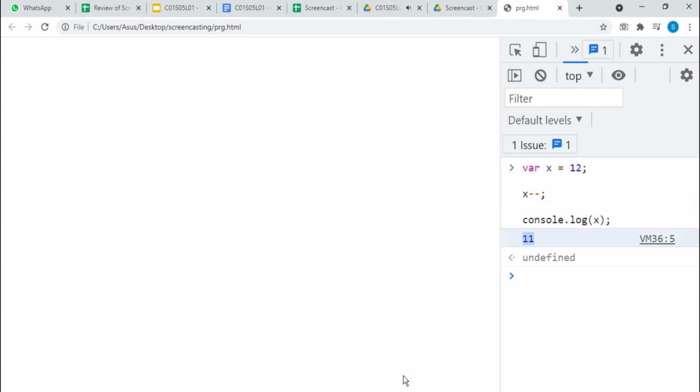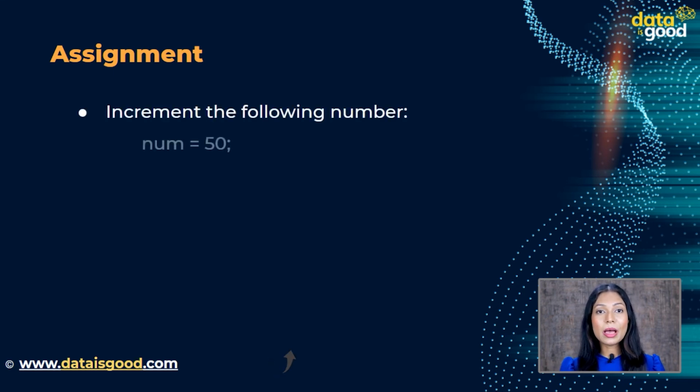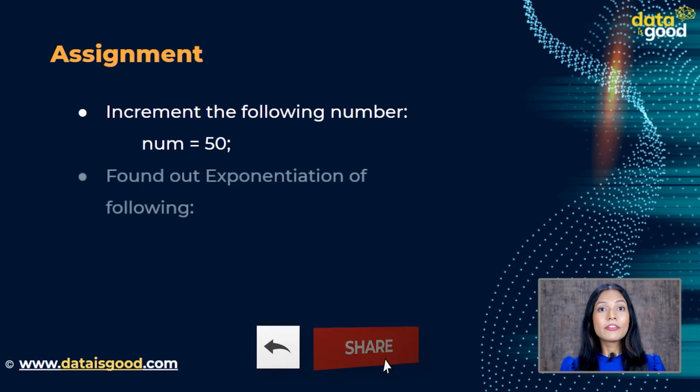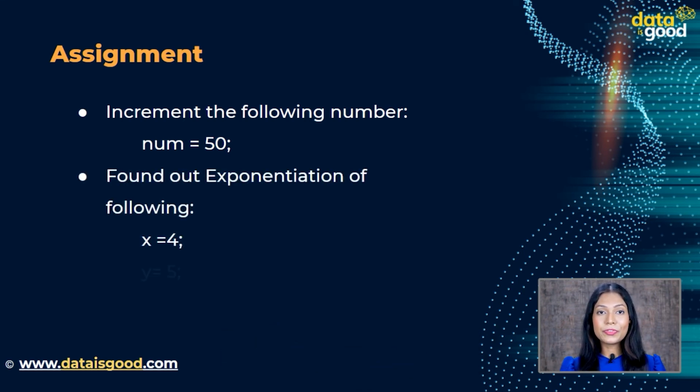These are the arithmetic operators in JavaScript. The arithmetic operators are most basic and easy to understand. Let us see an assignment that you have to solve. Increment the following number: number equal to 50. Find out the exponential of the following: x equal to 4, y equal to 5.